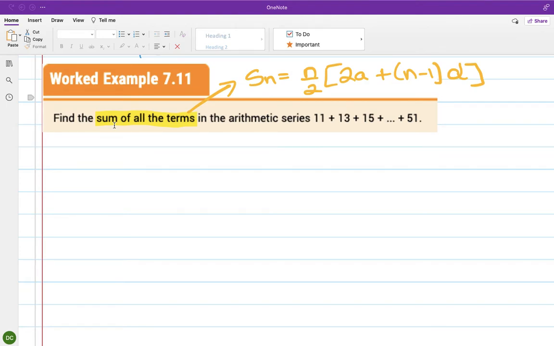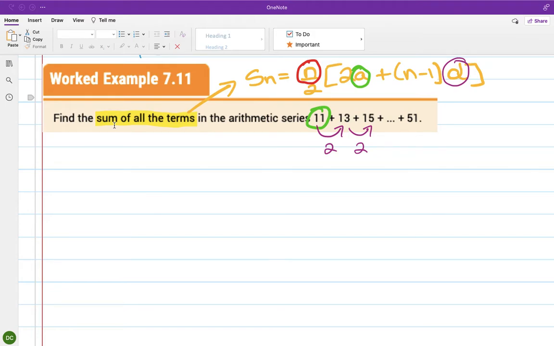So like I said, you need N, the number of terms. You need A, the first term, which we have. It's 11. And then you need D, which is the common difference, which we also have because you can see down here that the common difference is 2. Okay, so the only thing we don't have is the number of terms. But they have given us the full sequence. So 51, you can see the full stop. 51 is the end of this sequence.